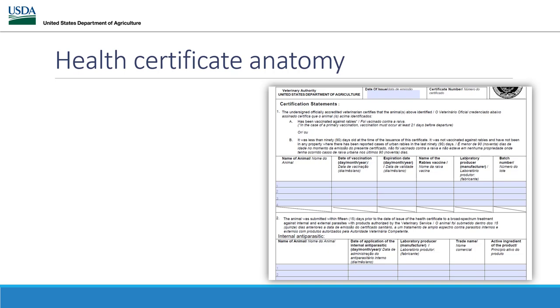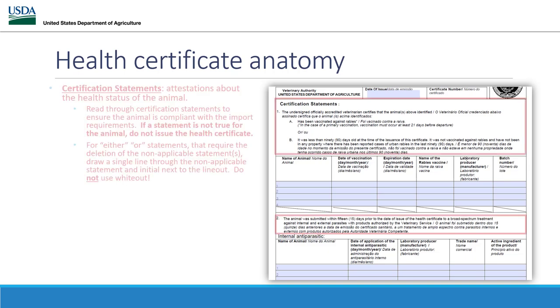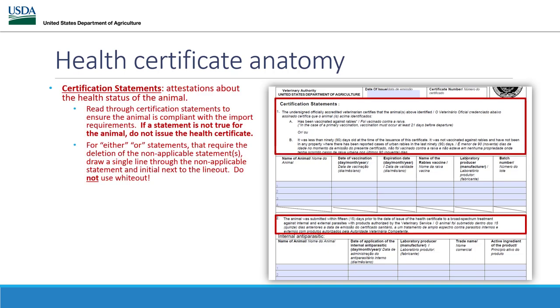Another very common section of required information is certification statements. Certification statements are attestations you need to make about the health status of the animal, as per the destination country's import regulations. For your convenience when issuing health certificates, many country-specific health certificates have certification statements pre-printed, so you do not need to write the required certification statements yourself.